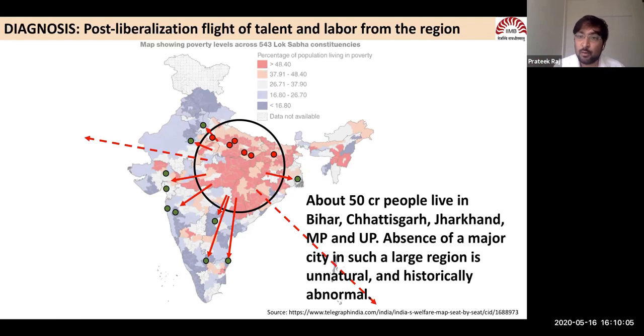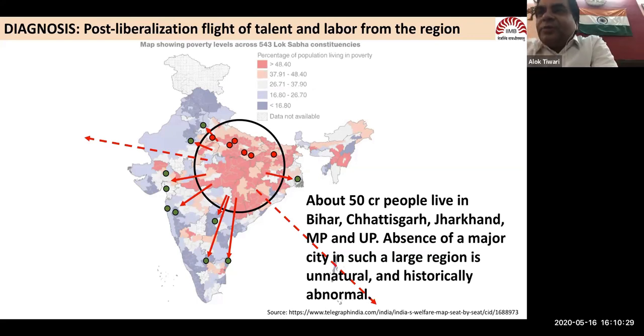So on that note, I would like to pass on to Alok, given that he's from Allahabad, and Allahabad was an important city historically. It was an important intellectual center in the early 20th century, and slowly it declined. So I wanted to know your thoughts on this.